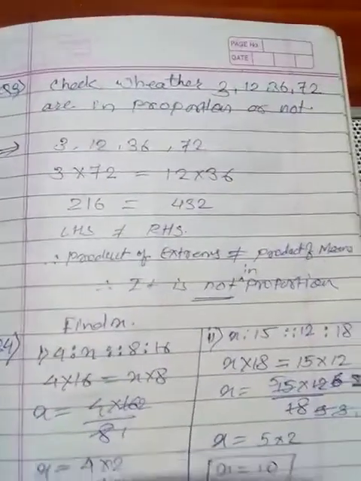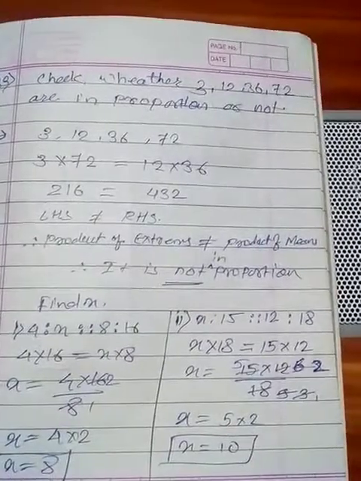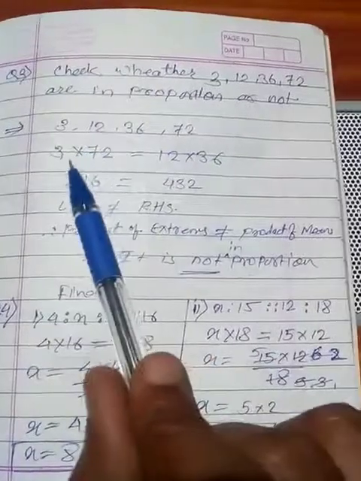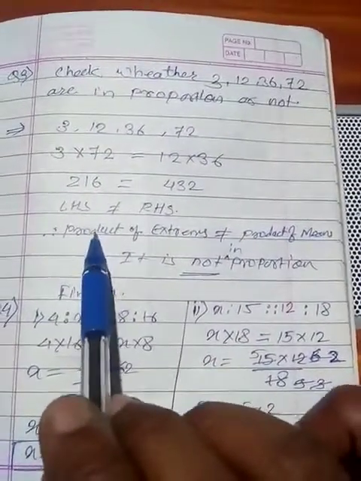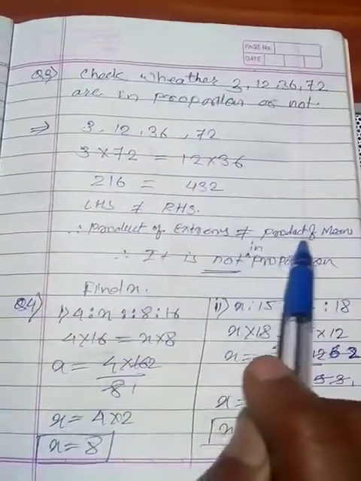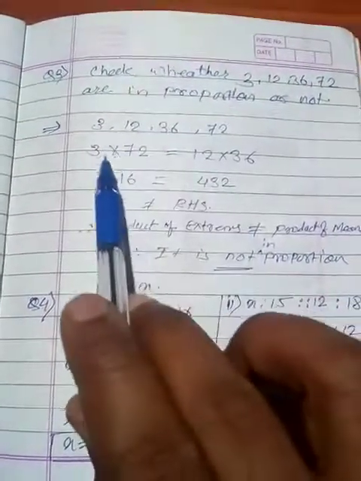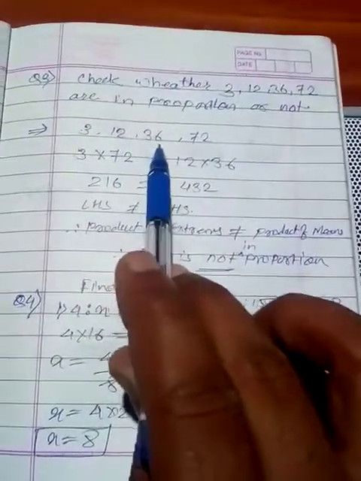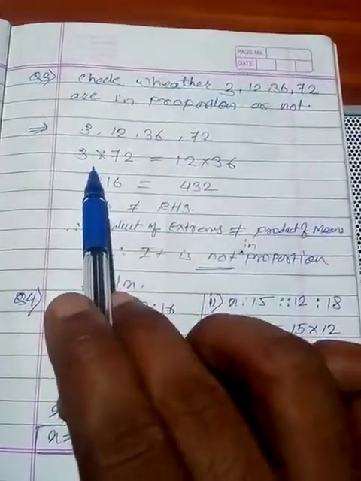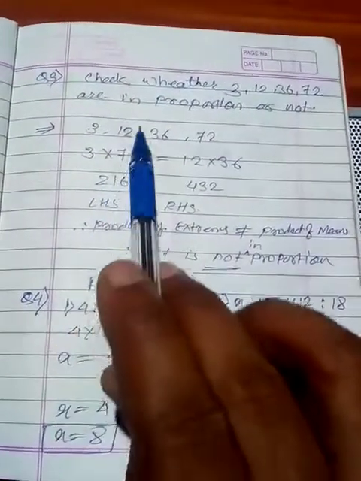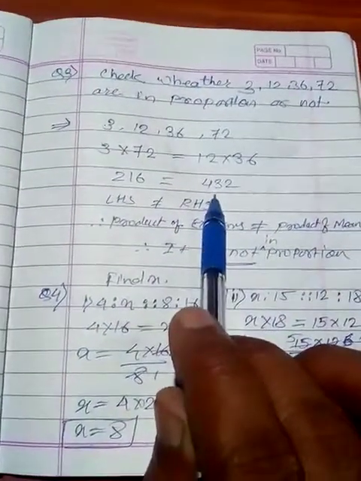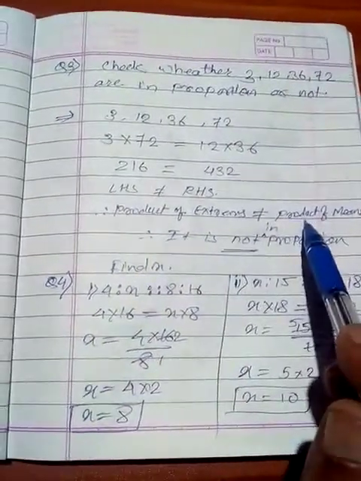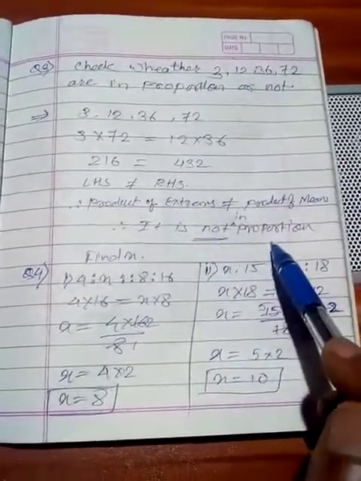Now question number 3. Check whether the given 4, 3, 12, 36 and 72 are in proportion or not. My dear students, you know the basic formula for checking proportion: product of extremes is equal to product of means. 3 and 72 are the extremes, 12 and 36 are the means. The product of extremes is 216 and the product of means is 432. So they are not equal, LHS and RHS are not equal. Product of extremes is not equal to product of means, therefore it is not in proportion.